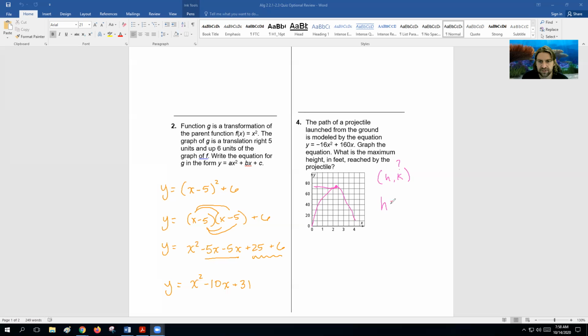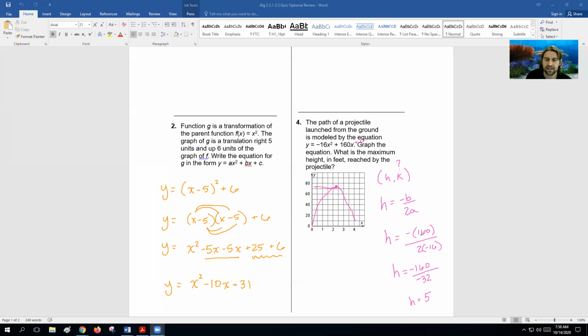So we can find h by doing negative b over 2a. Now technically there's a plus 0c, but we don't really need to know that because it's not part of our formula. All right, negative b is 160, over 2 times a, which is negative 16. So h equals 160 over 2 times negative 16, that's negative 32. Divide that, and it should be 5.